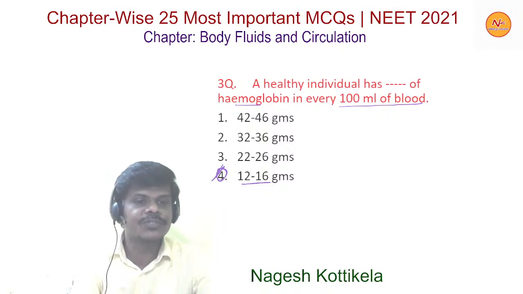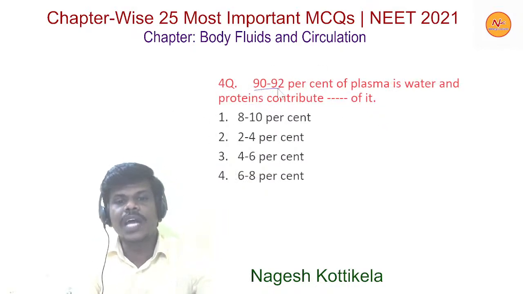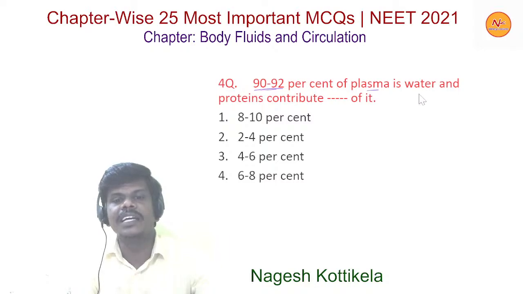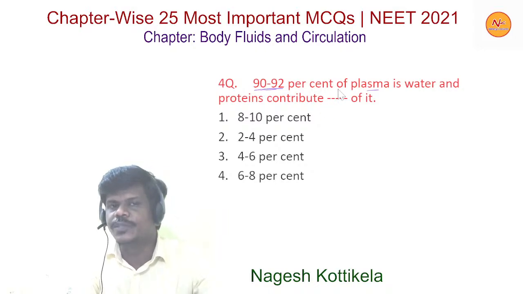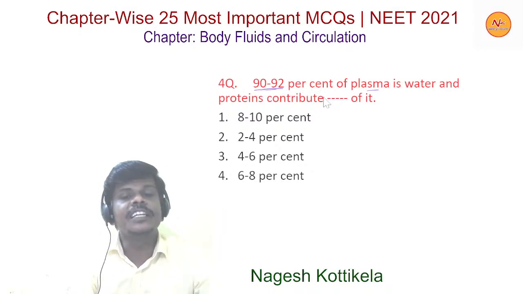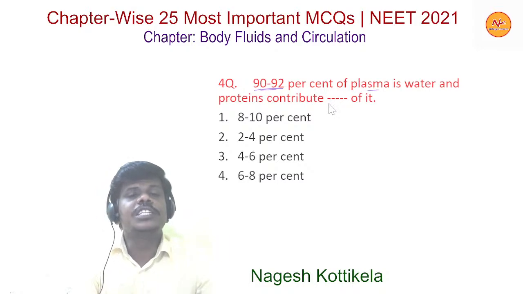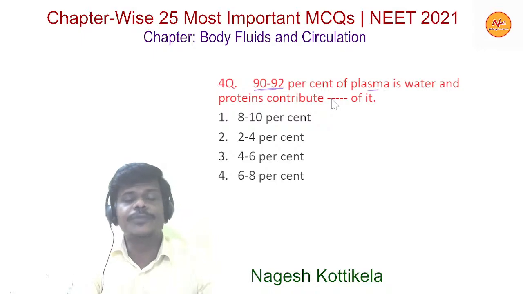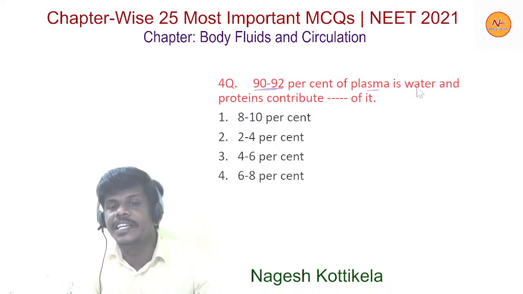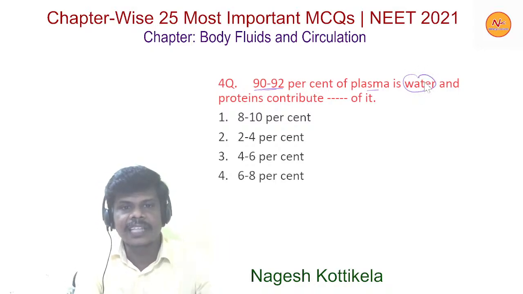Now moving to the next question. 90 to 92% of plasma is water and proteins contribute dash of it. It means in plasma, what is the percentage of protein that we have to find out? So reading the question once again, 90 to 92% of plasma is water and proteins contribute dash of that plasma.